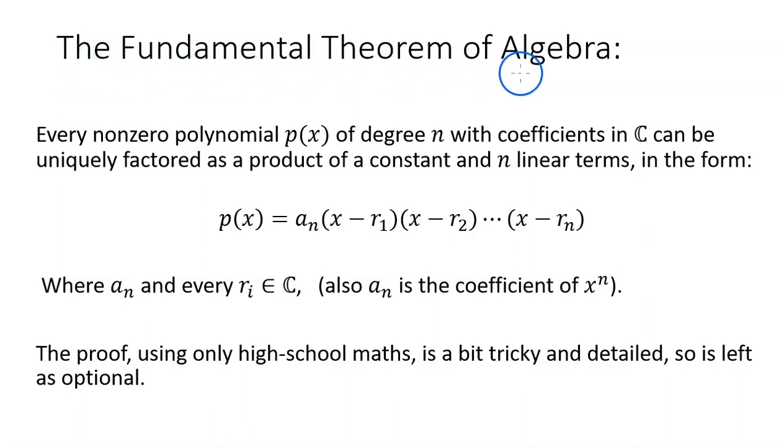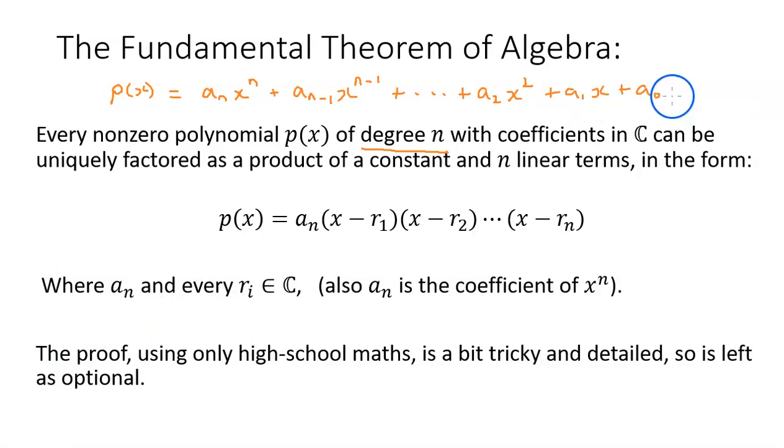The fundamental theorem of algebra. Every non-zero polynomial p of x of degree n, so degree n means the highest power of x, so that means we can write our polynomial p of x as p of x equals a_n x to the power of n plus a_(n-1) x to the power of n minus 1 plus so on and so forth all the way down to a_2 x squared plus a_1 x plus a_0.